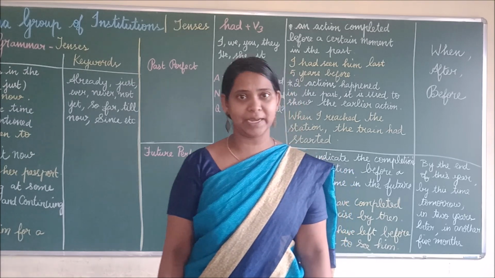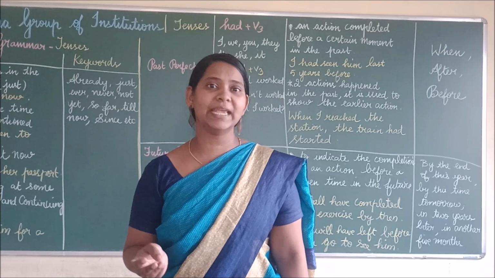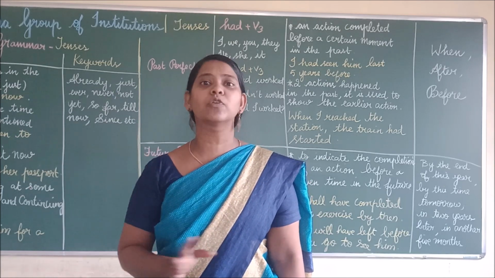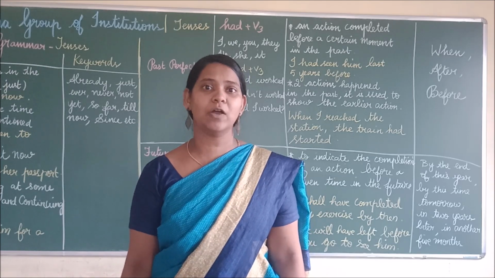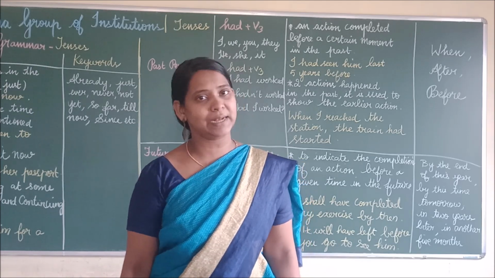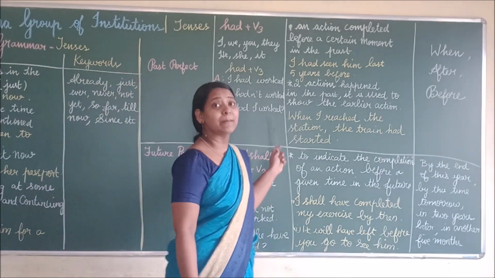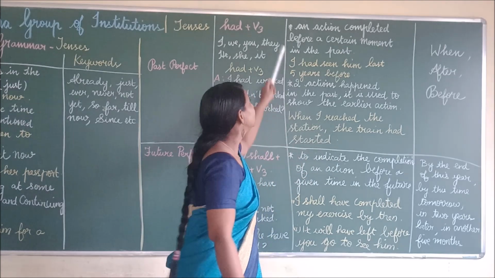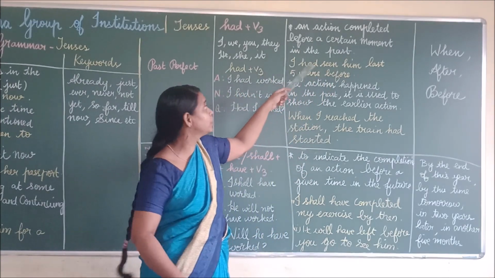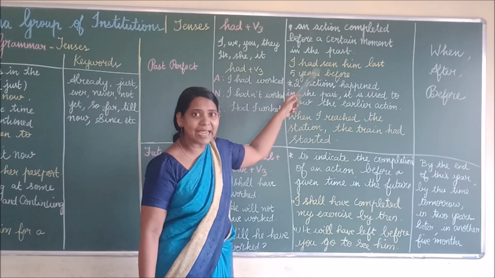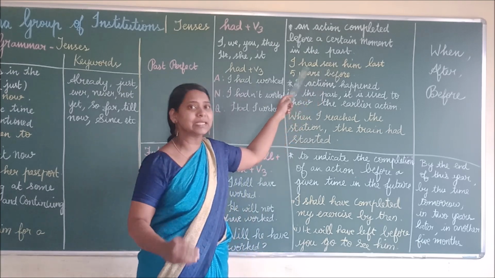Had plus verb 3. I, we, you, they, he, she, it. For all the pronouns, for all the subjects, the verb form is had plus verb 3, or had plus past participle. Next we will see when do we use past perfect tense: to indicate a completed action before a certain moment in the past.